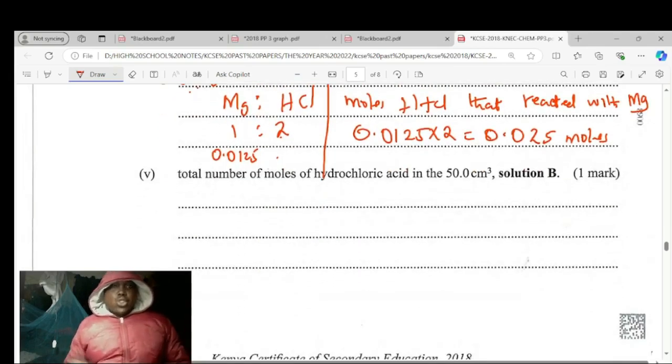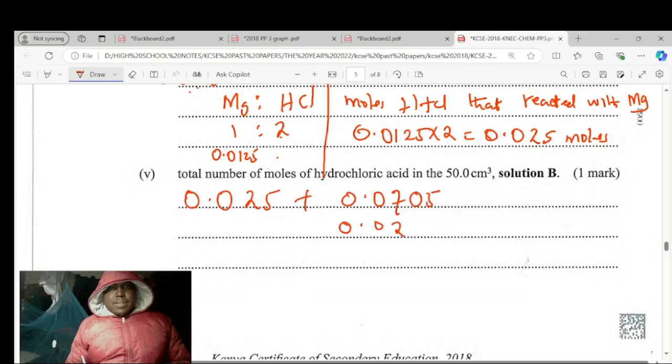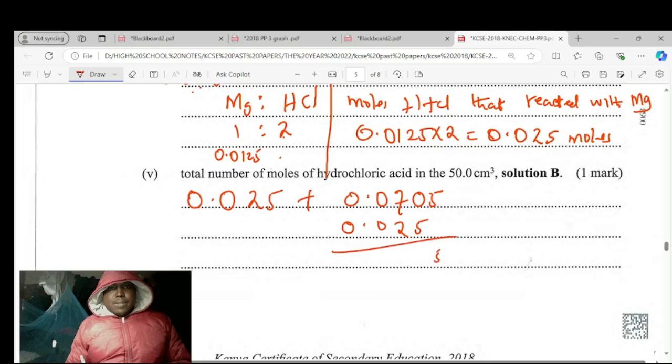Sasa tushapata moles in 250 na tumepata moles ya acid yenye react na magnesium. So how do you get the total? Total you just add. So it is 0.025 plus 0.0705. So you just simply add, so it will be 0.0955 moles. So hiyo ndio moles yenye ilikuwa kwa solution B originally.